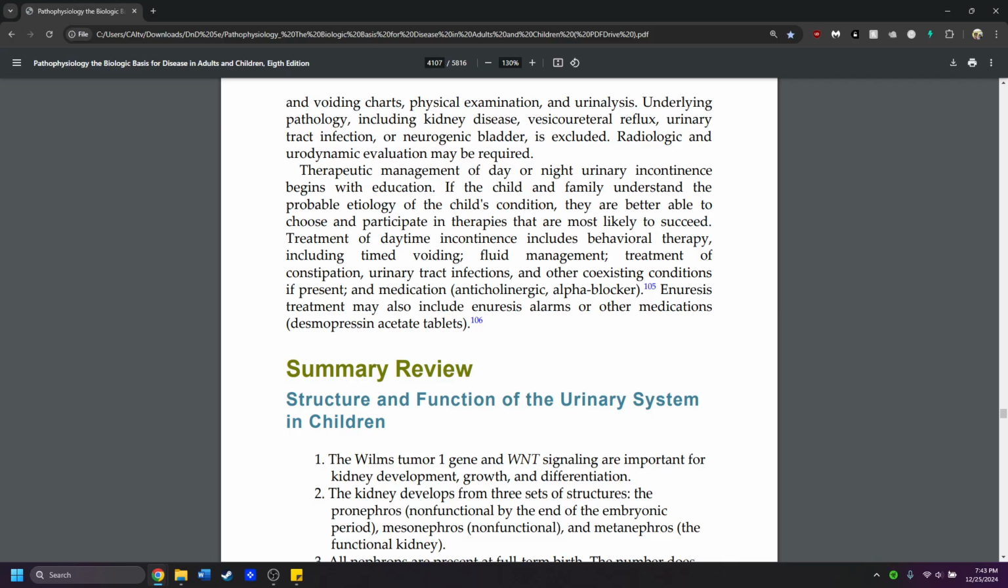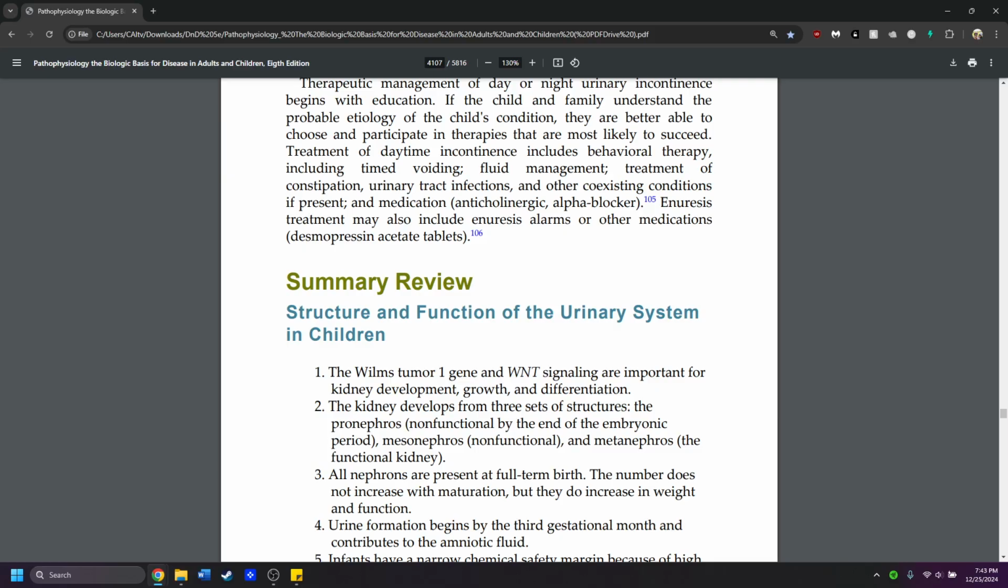Treatment of daytime incontinence includes behavioral therapy, including timed voiding, fluid management, treatment of constipation, urinary tract infection, and other coexisting conditions, if present, and medication, such as anticholinergics and alpha blockers. Enuresis treatment may also include enuresis alarms and other medications, desmopressin acetate tablets, for instance.